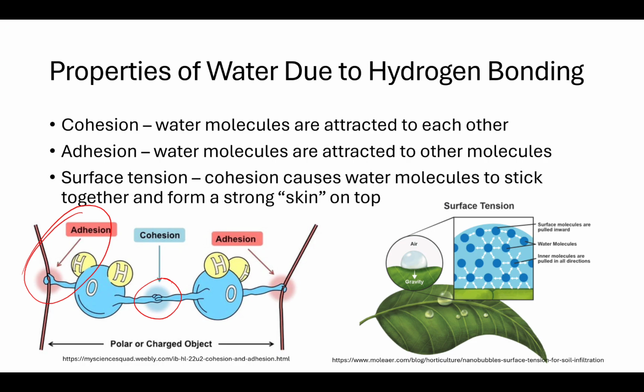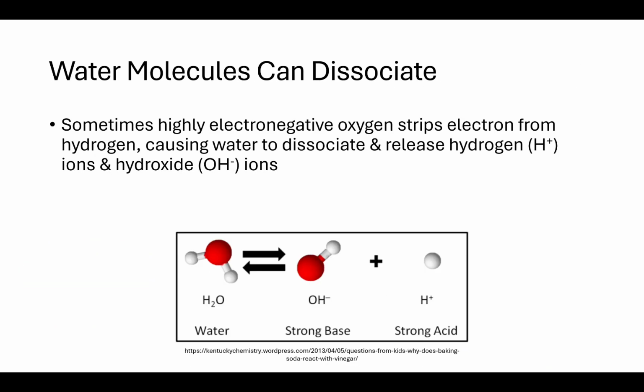There's also the property of surface tension. So that's due to cohesion. Water molecules stick together, and that forms this kind of skin that you see on the surface of water, like what you see here. That's why water beads up to form water droplets, and it sticks together as a drop. You'll notice that basically these hydrogen bonds that water is trying to make with as many other water molecules as possible kind of force it to stick together.